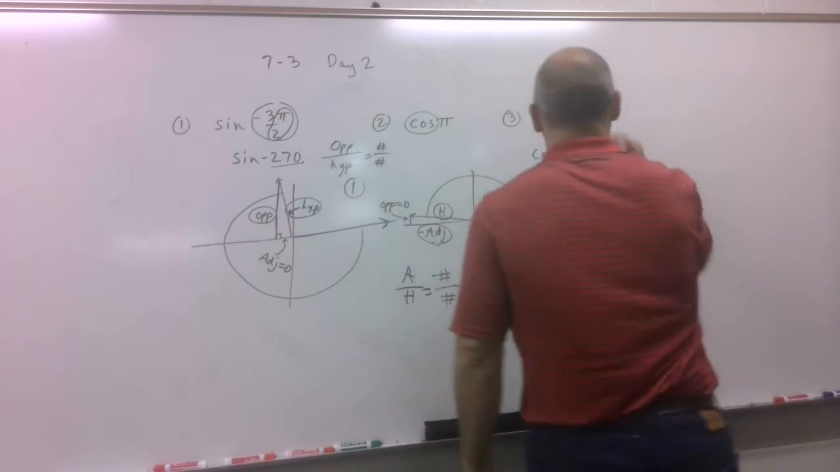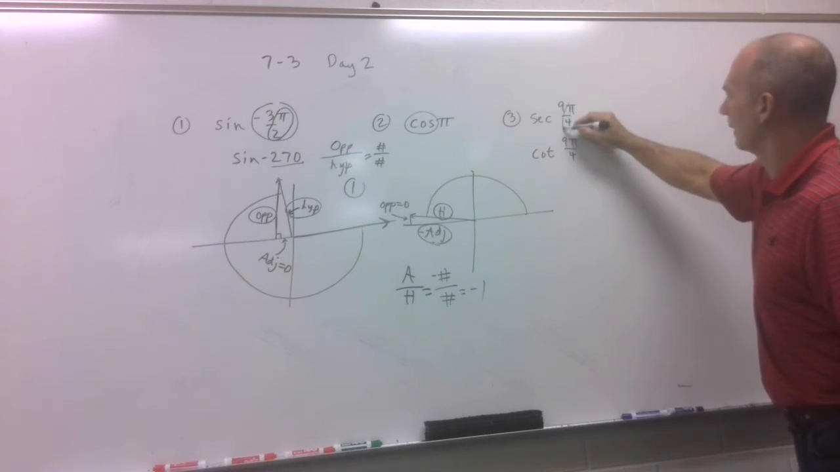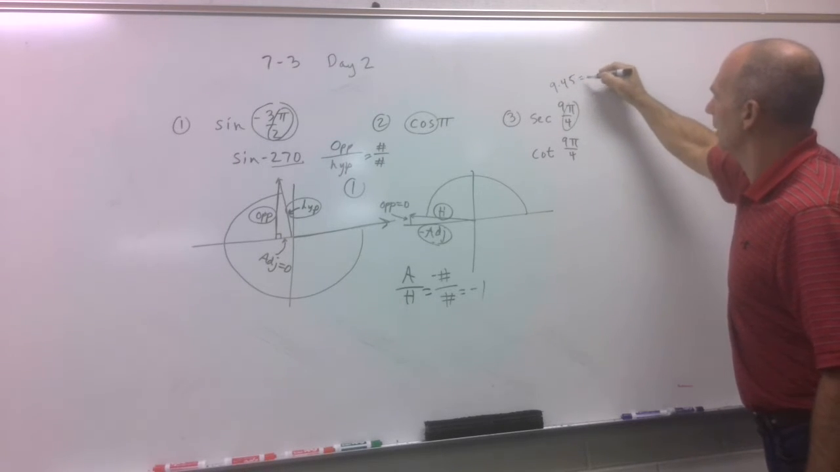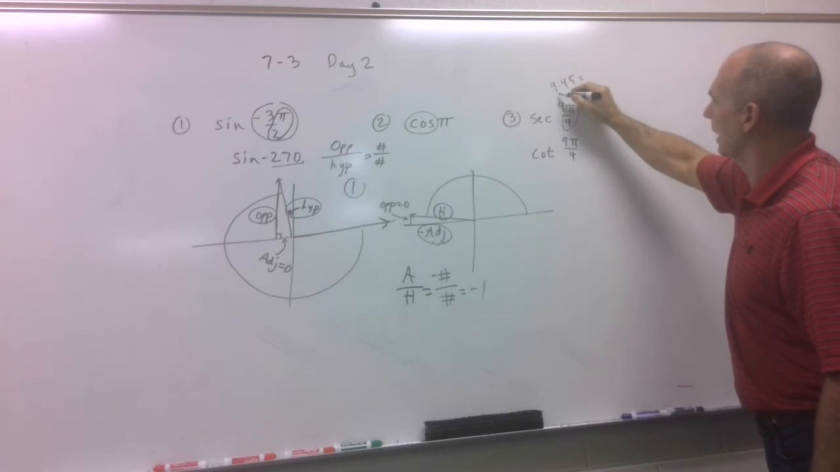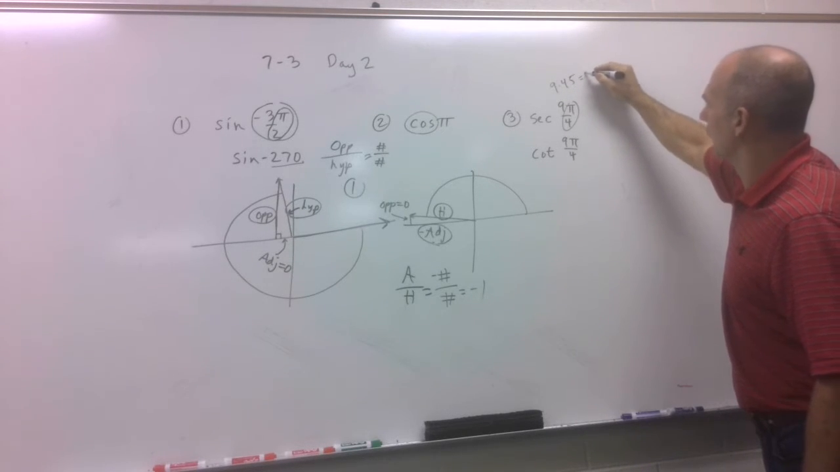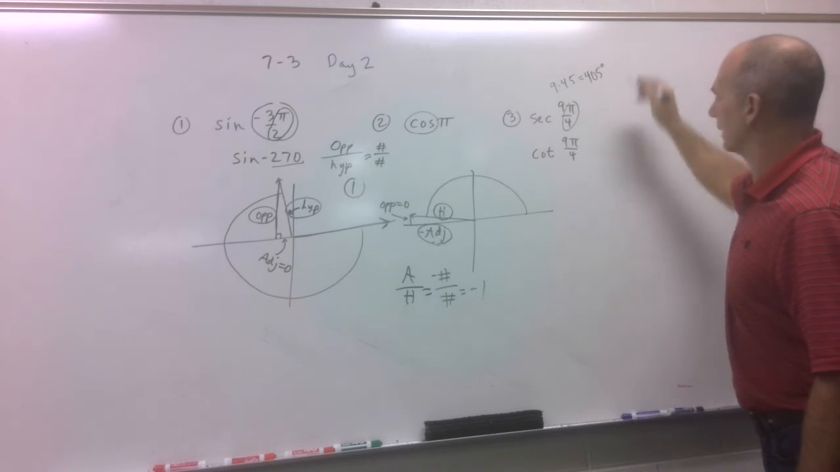Here we go. 9 pi over 4. Well, that's just a biggie. So that's just saying 9 times 45. That's 360, because 9 times 40 is 360. 9 times 5 is 45, so that's 405 degrees.